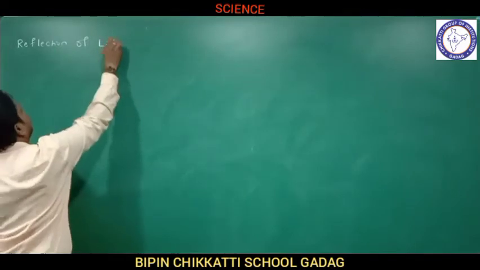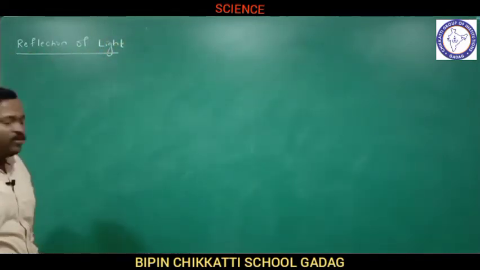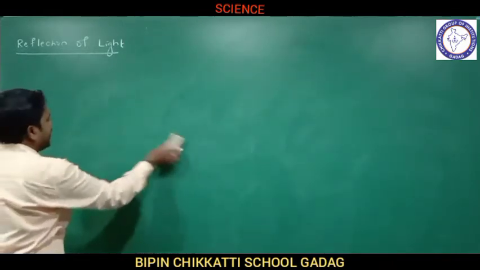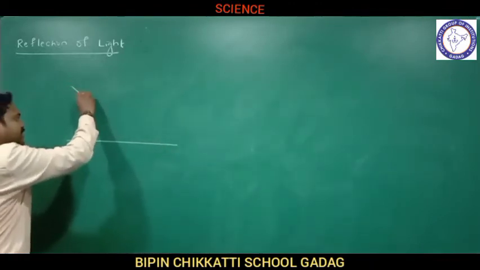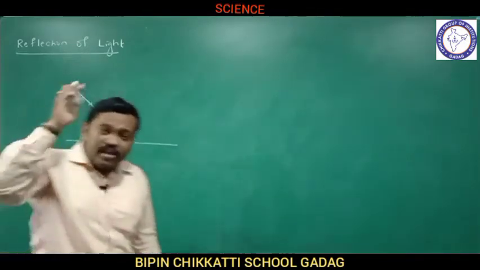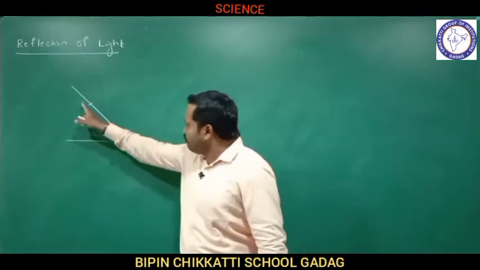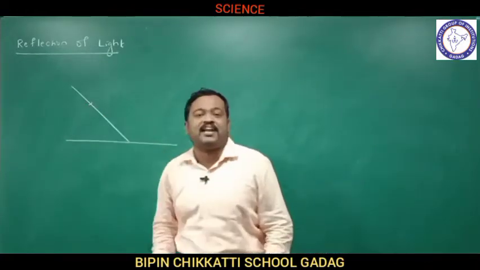Reflection of light. Let me consider what this is now here. Let me consider this a surface, like a table. If light is incident on the table, this light ray comes from any source. Let me consider it as a bulb. The light ray which is coming from the bulb hits the surface, and this is the path traveled by light.